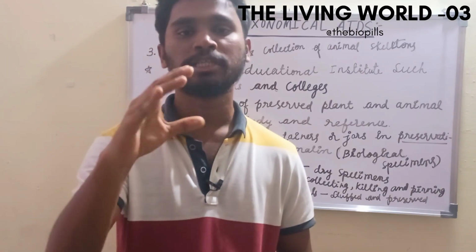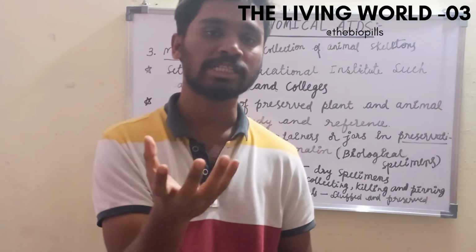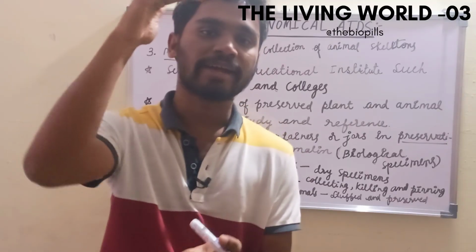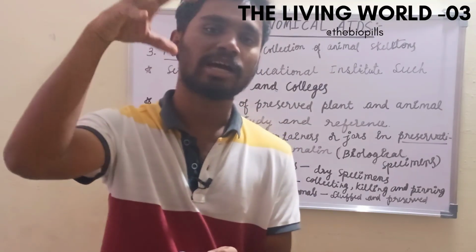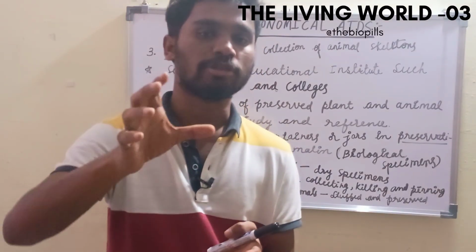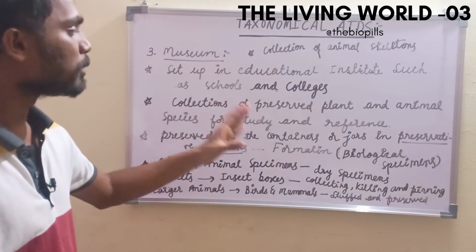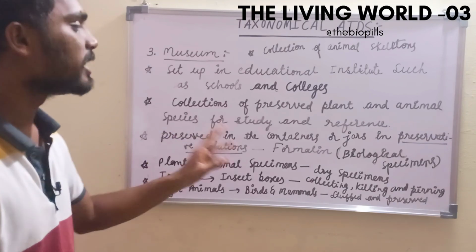Especially in PU colleges where science streams are there, they will have a science lab. There we can see preserved plant or animal specimens. Generally we see the animal specimens in a jar or a container with a solution. That solution is called preservative solution, and generally biological specimens are preserved in formalin preservative solution. So museums are collections of preserved plant and animal species for study and reference.